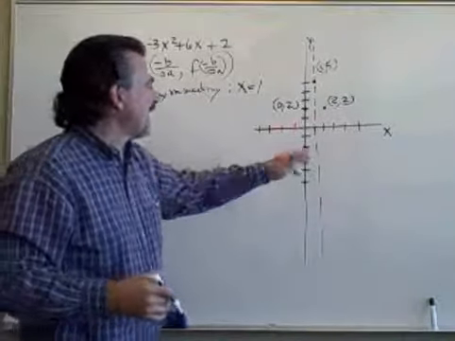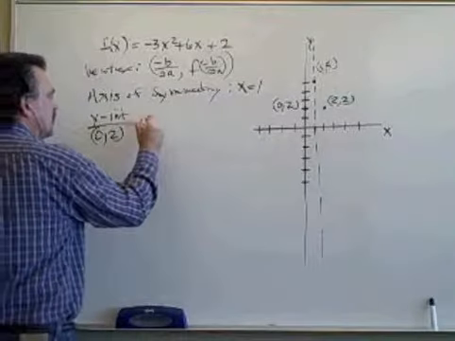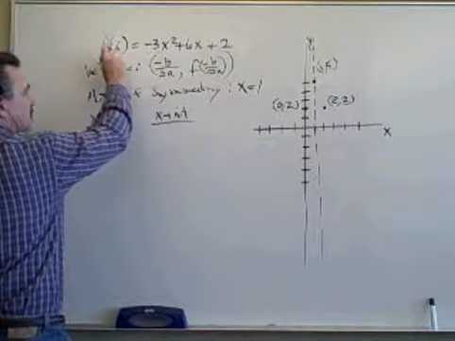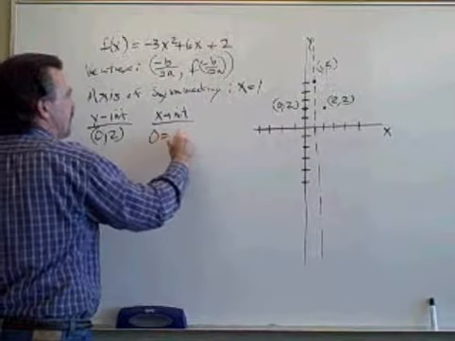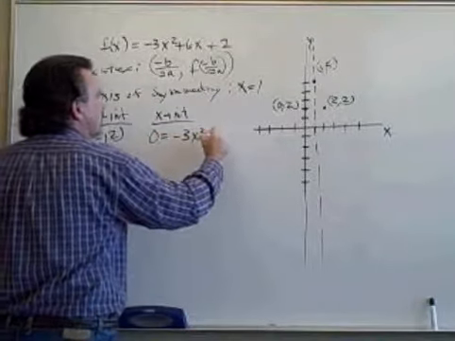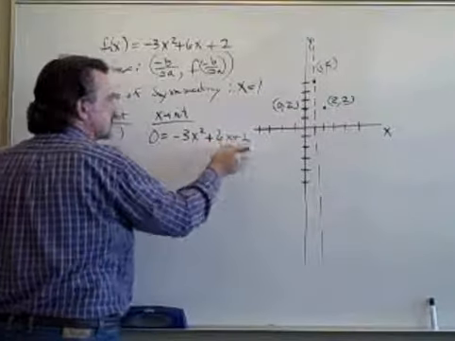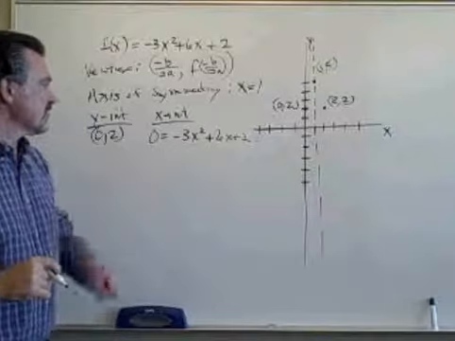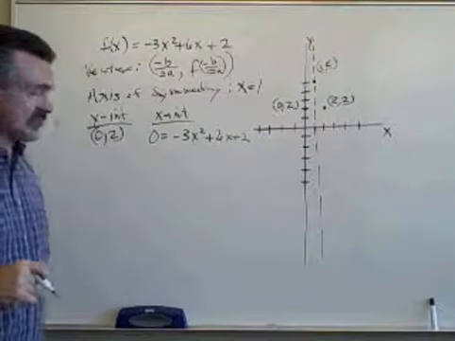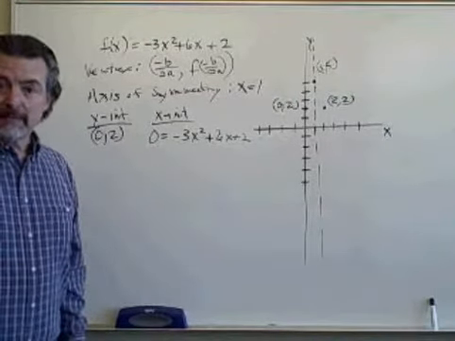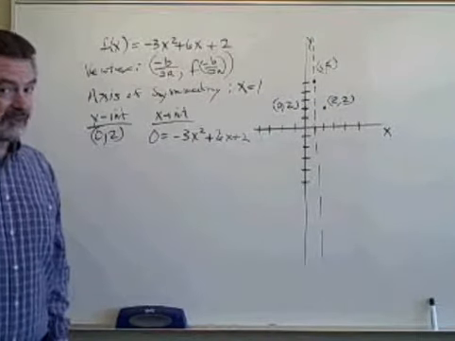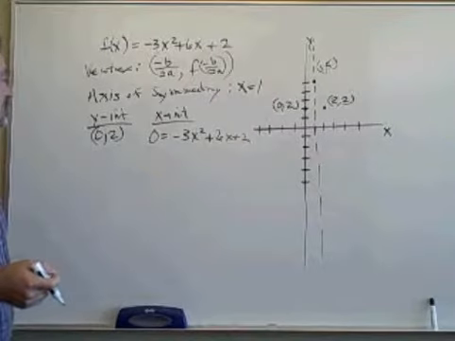Now, we could find the x-intercepts. To do that, remember, to find the x-intercepts, you let the function value, you let the y value be 0, and you solve the resulting quadratic equation. Well, in this instance, when I solve that quadratic equation, it ends up being irrational values. We have to use the quadratic formula. It doesn't come out to nice whole numbers.